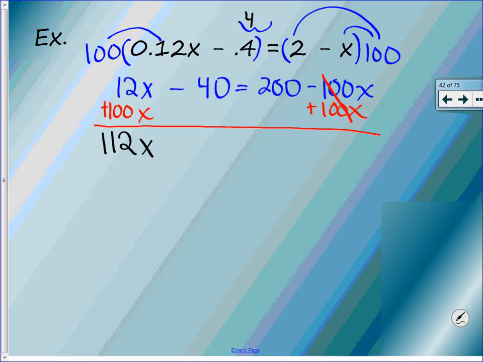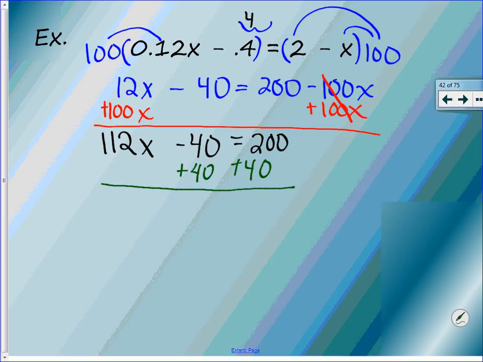So we get 112x minus 40 equals 200. Now we're going to consolidate our regular numbers to the right side by adding, Brandon, go ahead. Positive 40. Good. When you get 240 on that side, divide by 112.